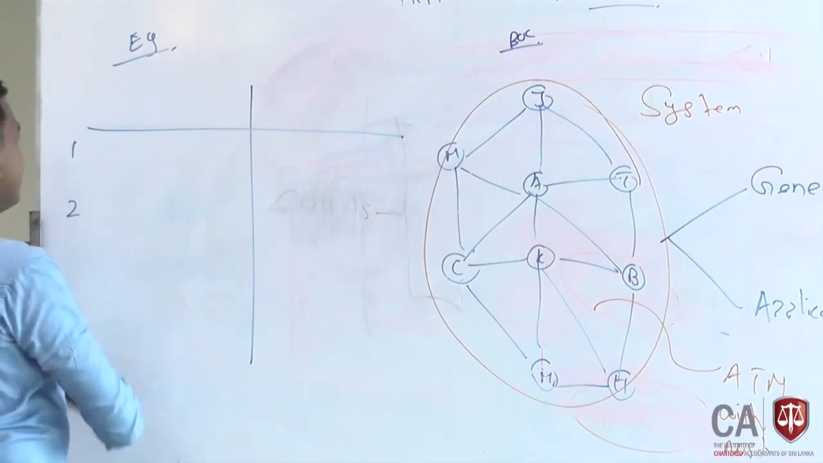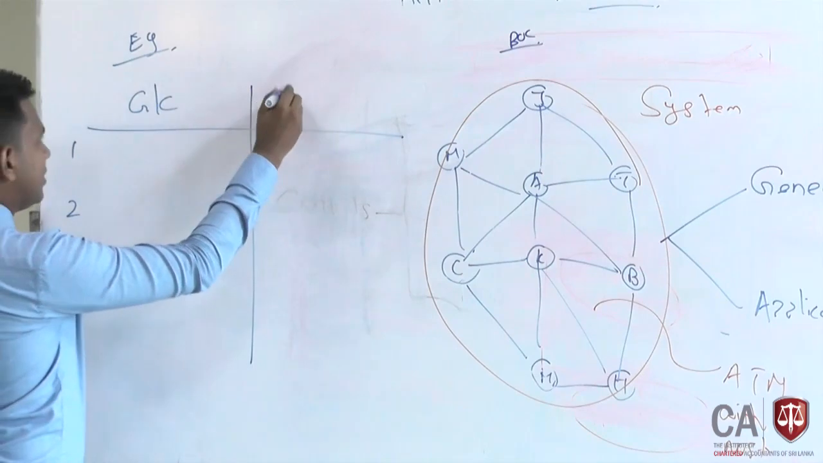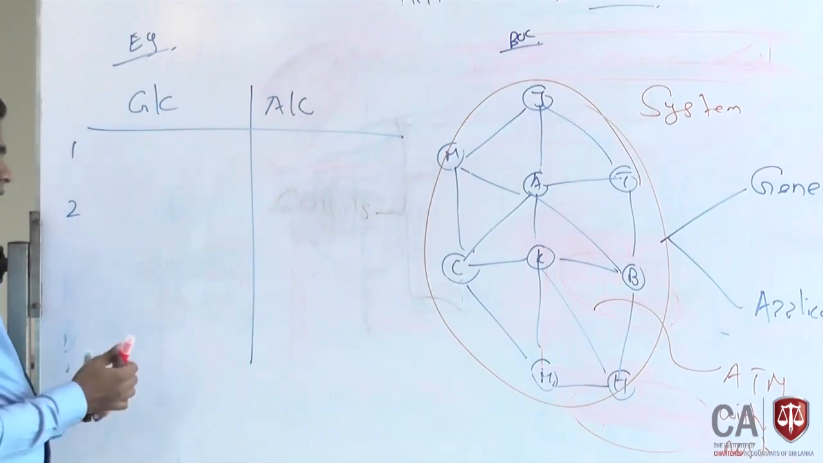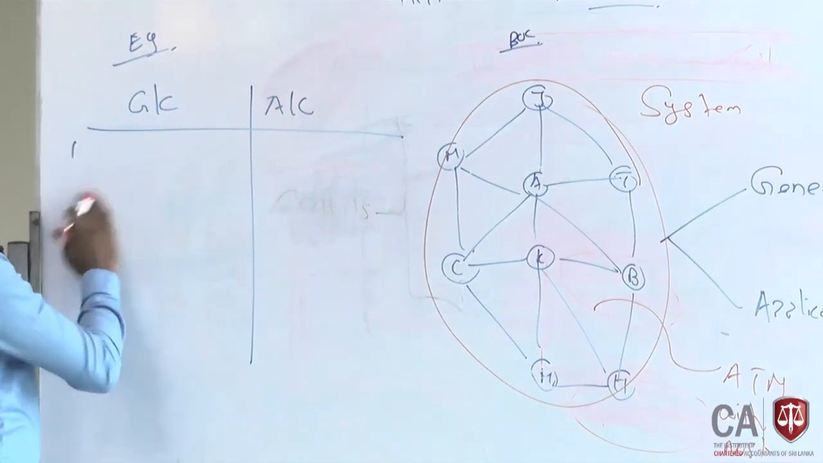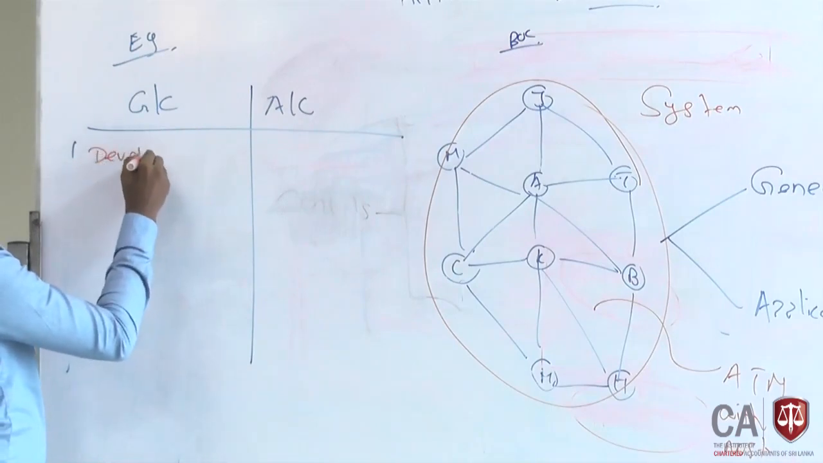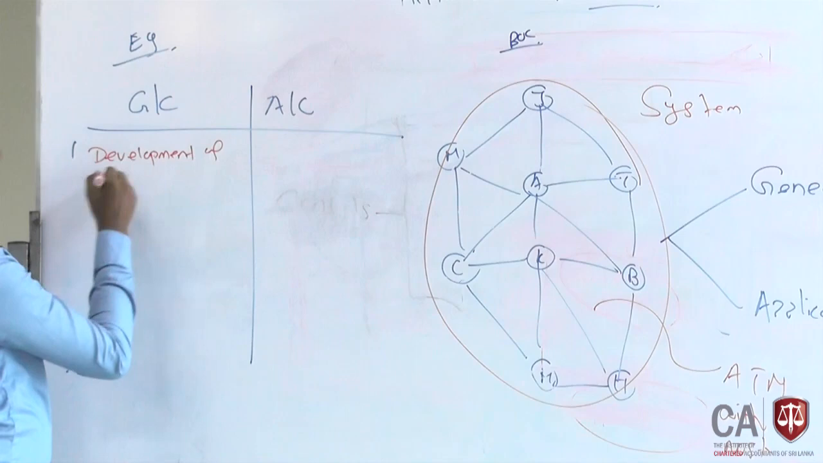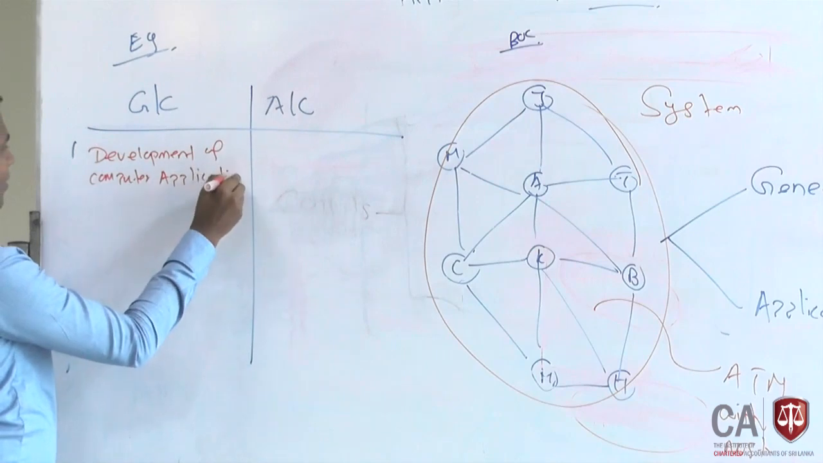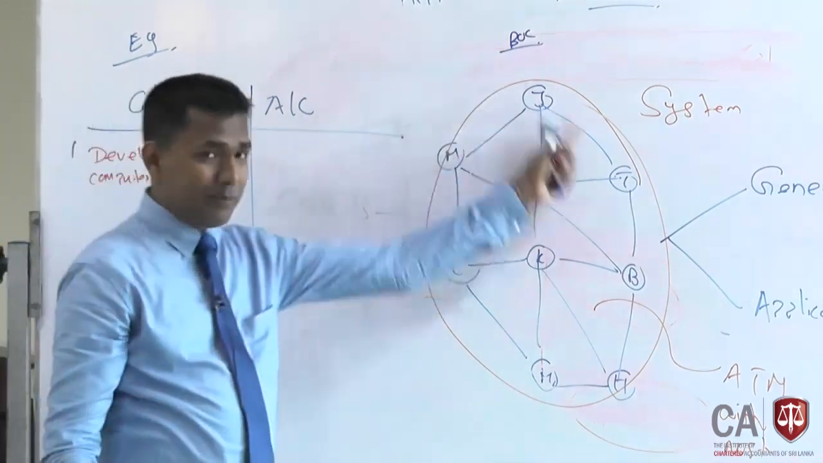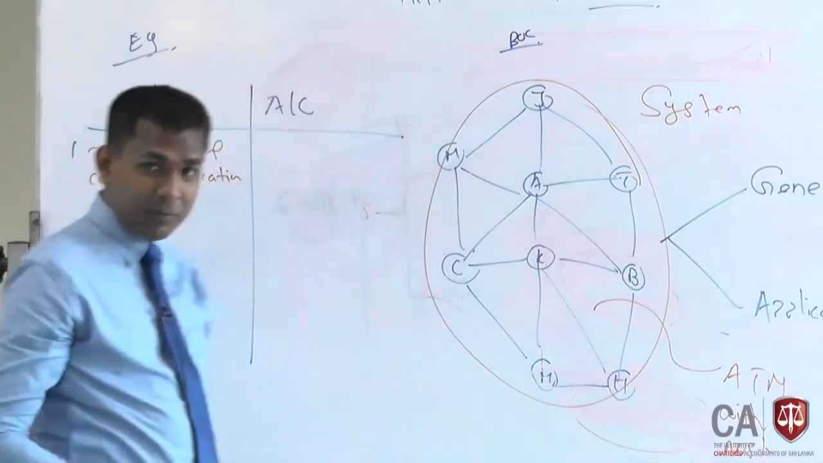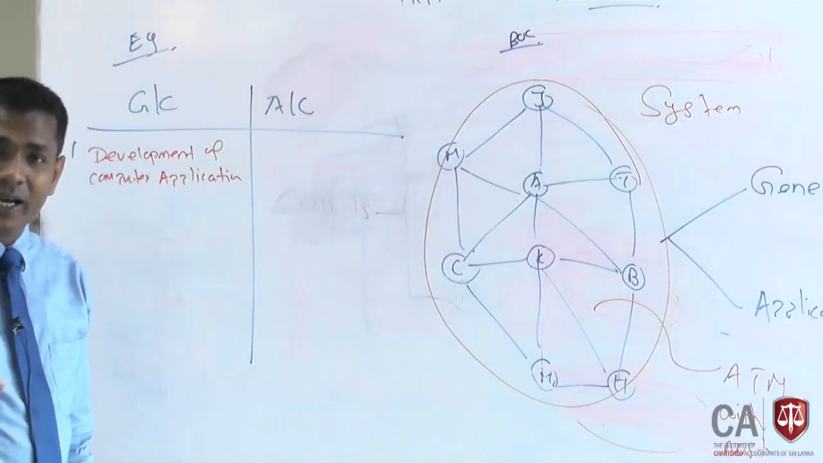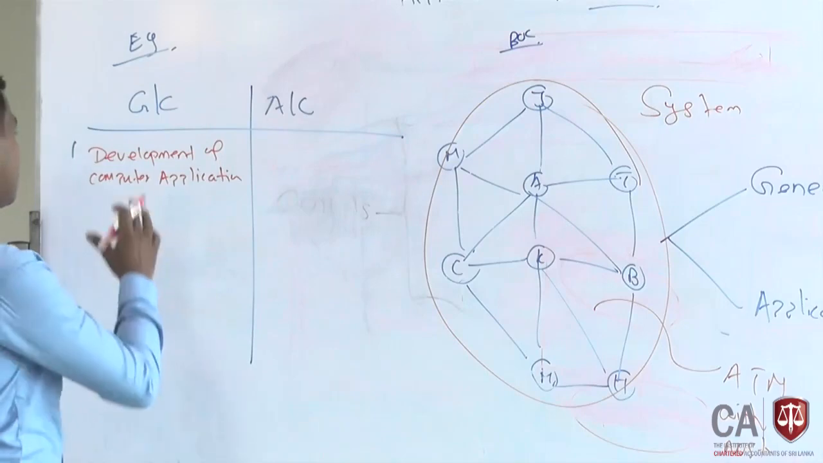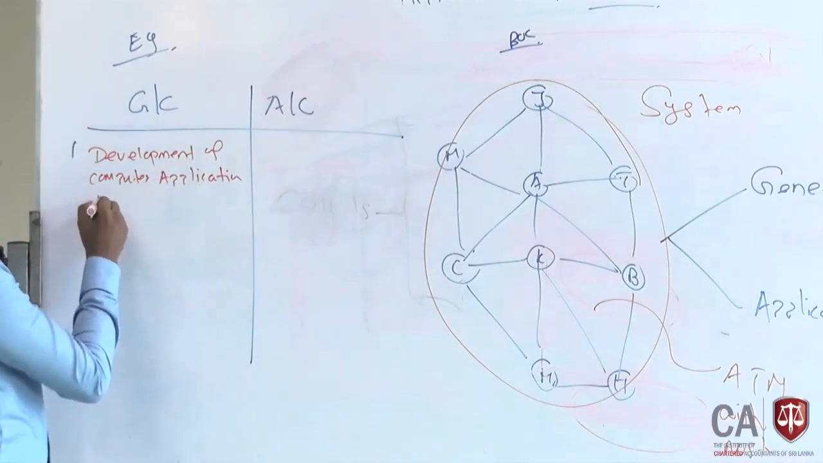I'll give two examples, right? General control, application control. You need to remember examples. A general control example will be development of a computer application. So when you are developing a computer application for the entire company, that means developing a program, writing software. When you are writing software for a company, there should be a control for that. That is a general control. So for development of a computer application, there should be a control.